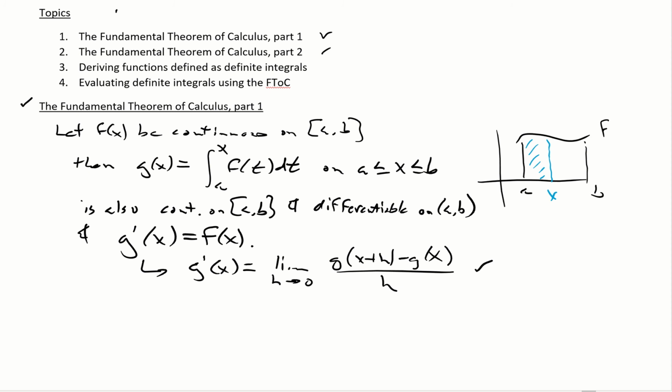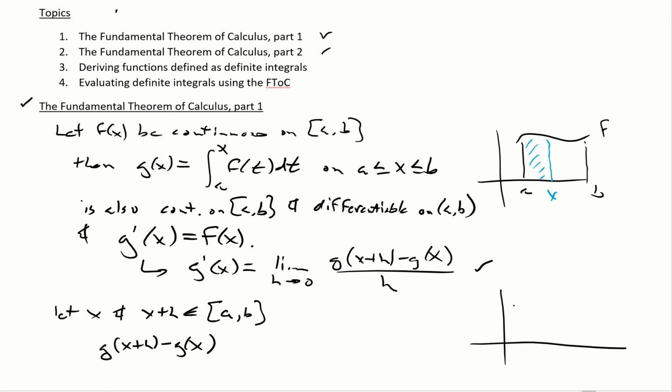Okay, so we're going to say let x and x plus h be in this interval a to b. Okay, and then they go, what is g of x plus h minus g of x? See what they're doing, they're building this derivative. Anyway, what does that represent? Well, here comes another picture. Here's f again, and a, and b, and here I go with another marker. Let's go out to x, call that x. Let's go a little bit farther, call that x plus h.